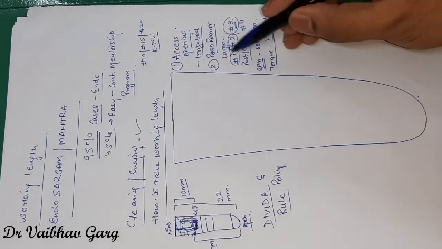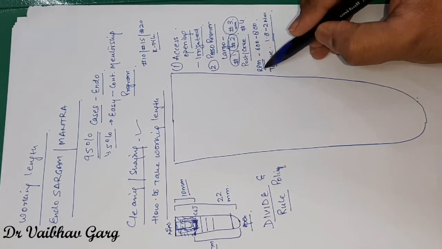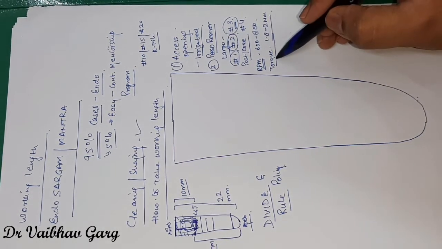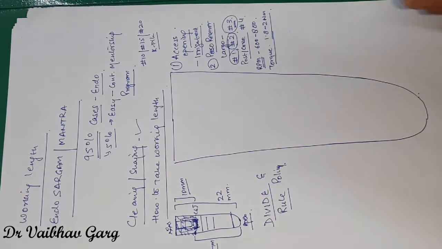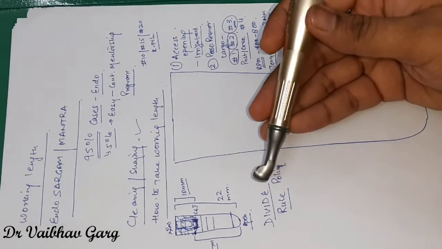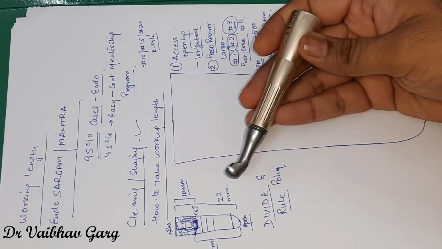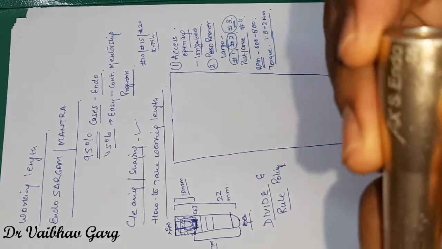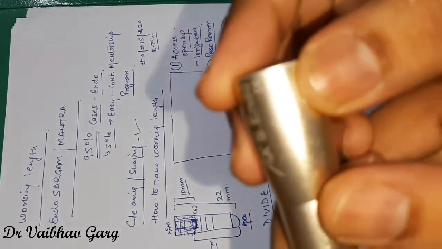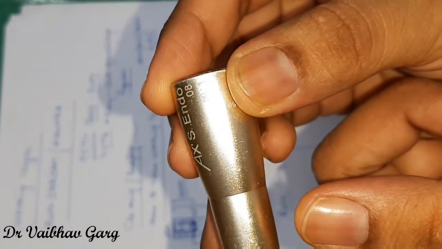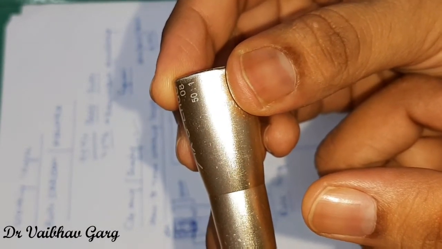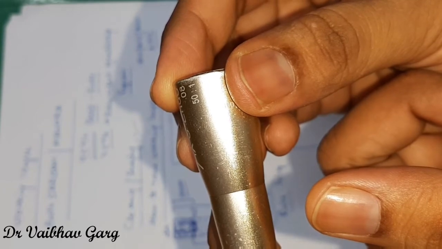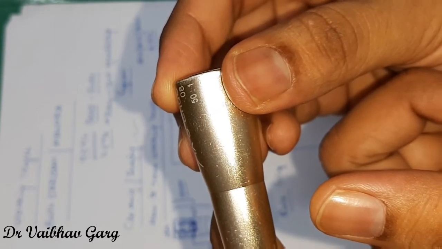So we have to use the Largo at the RPM of 600 to 800 and torque is 1.8 to 2. Most of the practitioners who are already using endo motors, they are very well aware of the Anthogyr handpieces. These are the Anthogyr handpieces. You can see there is a value written here. You can see 50:1. So this value is about the kind of reduction it brings.